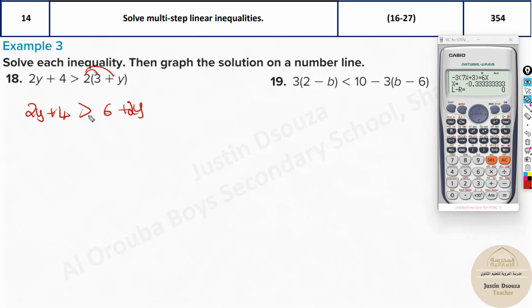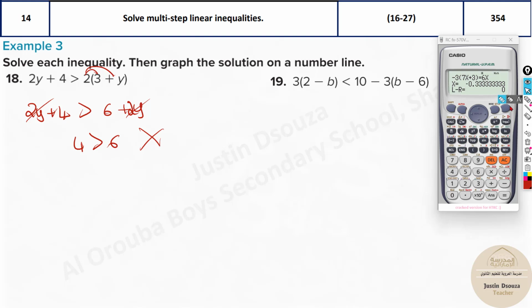Oh, now this is very interesting. What happens here? Look, if you take 2y, both are equal, they cancel off, right? When you take to the other side, it cancels off. You're getting 4 is greater than 6. Is this true? Is 4 greater than 6? This is false. There is no solution for this.